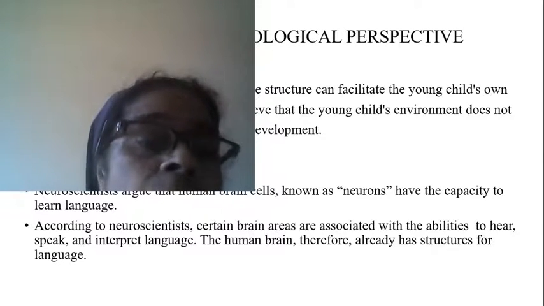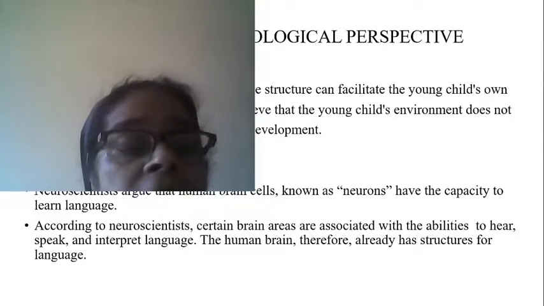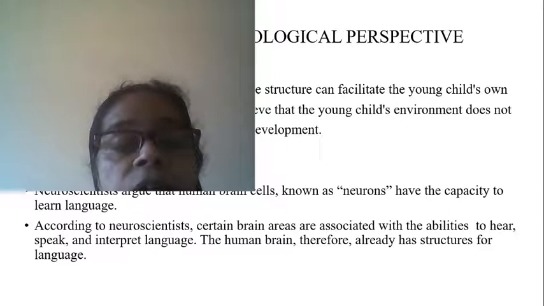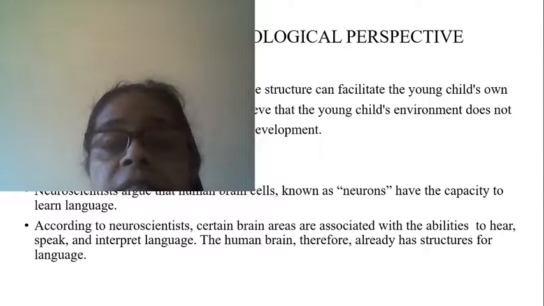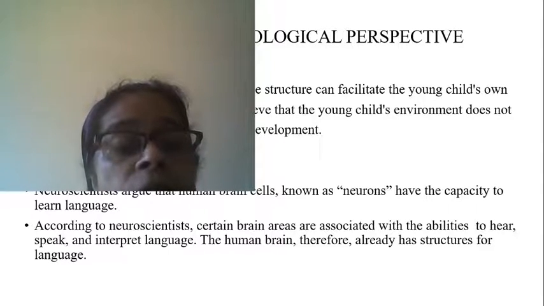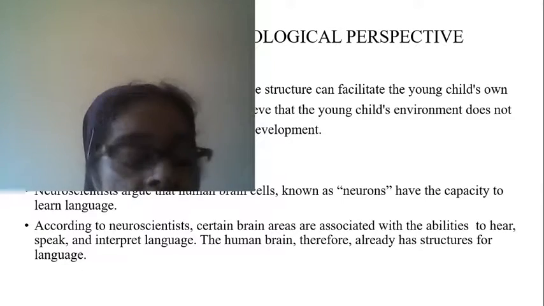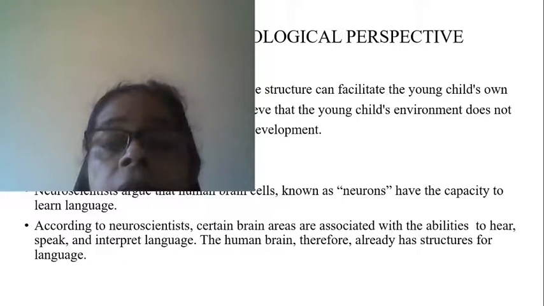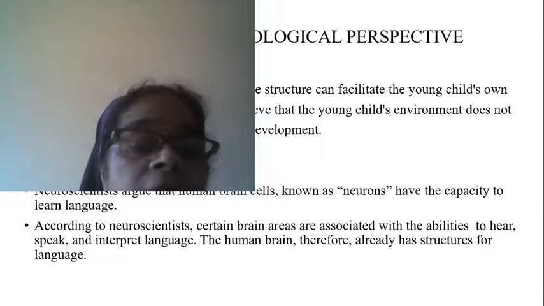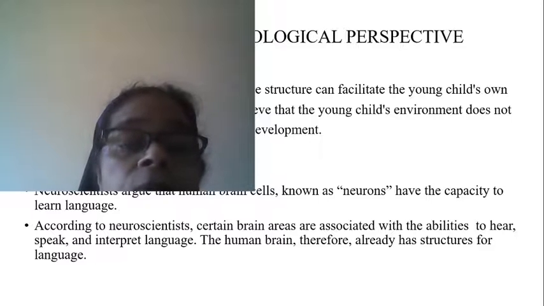We will see the second one, the neurobiological perspective. According to the nativist, innate language structure can facilitate the young child's own attempt to communicate. They also believe that the young child's environment does not have much influence on their language development. So neurobiological, what do they see?